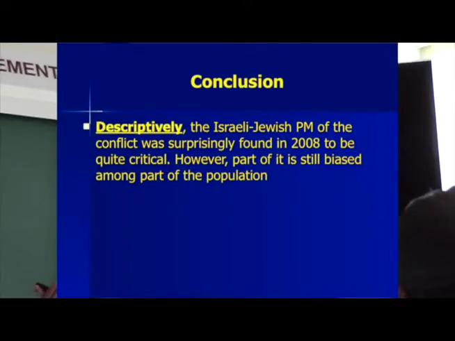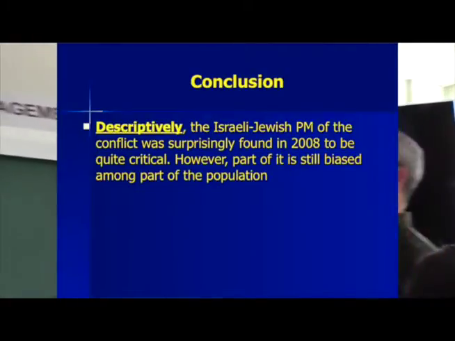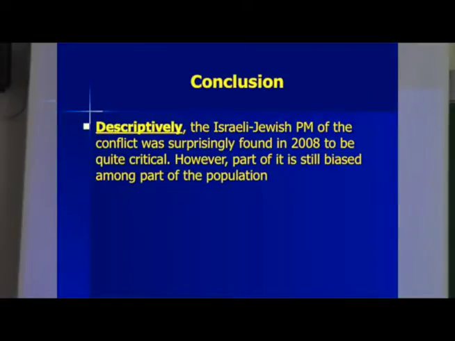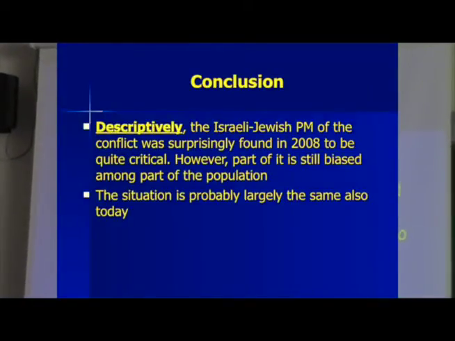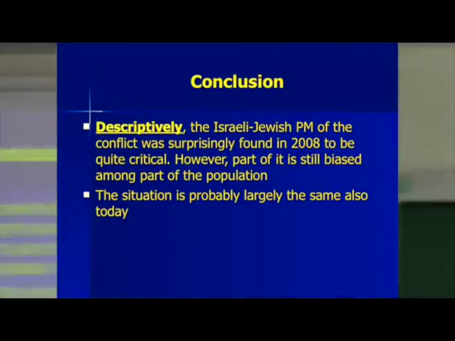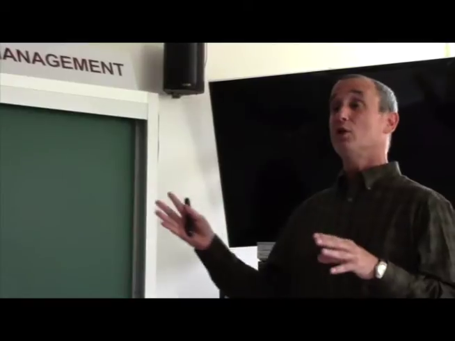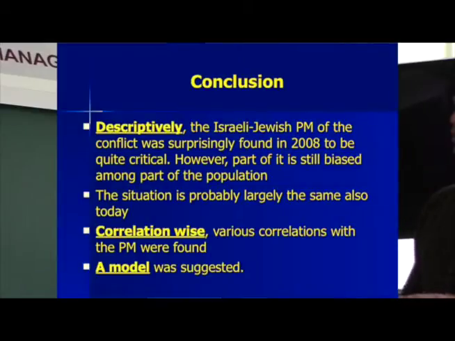So, in conclusion, descriptively, the Israeli-Jewish popular memory of the conflict was surprisingly found in 2008 to be quite critical. However, part of it is still biased among part of the population. We believe that the situation now in 2016 is very similar to what we found out in 2008. There are no reasons to think that it changed dramatically. Correlation-wise, various correlations with the popular memory were found, and also a model was suggested. Thank you very much.